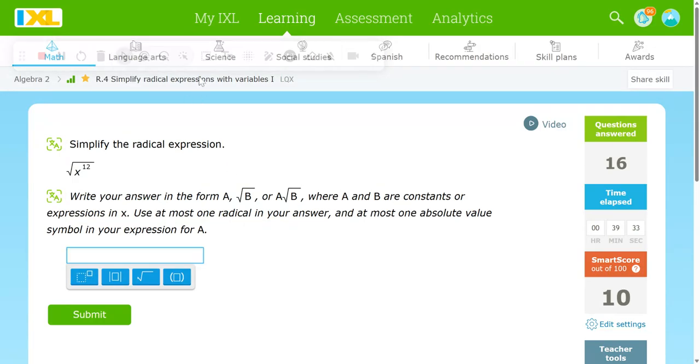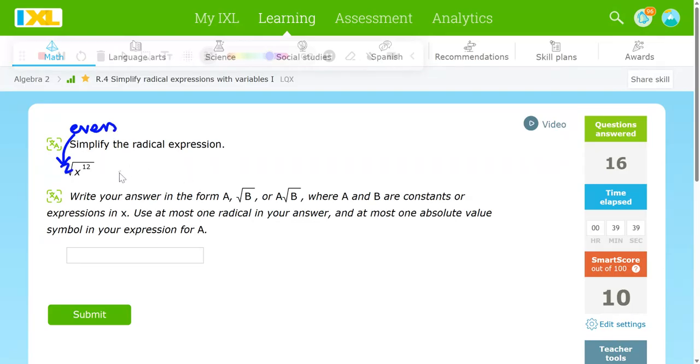This is an even root, so this is even, all right? This is power 2, so I need the absolute value sign in the answer. Now x to the 12 divided by 2, is that right? Make sure you divide by 2. So I come out with absolute value x to the power of 6.